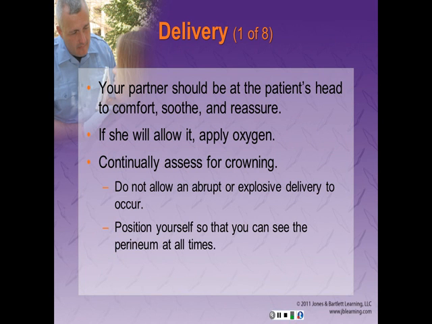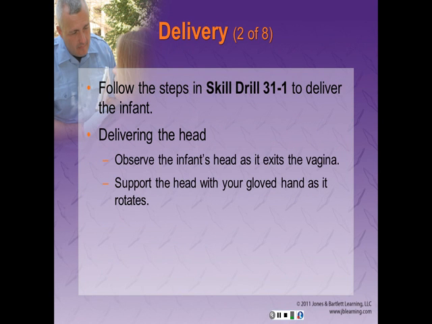You should follow the steps in Skill Drill 31-1 for infant delivery. Delivering the head. Observe the infant's head as it begins to exit the vagina so you can provide support as it emerges. Place your gloved hand over the emerging bony parts of the head and exert very gentle pressure on it, decreasing the pressure slightly between contractions. Continue supporting the head as it rotates.